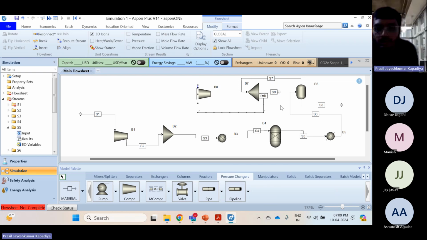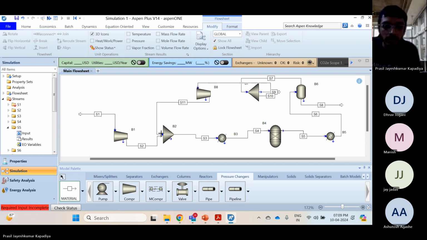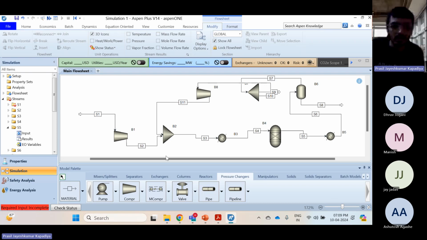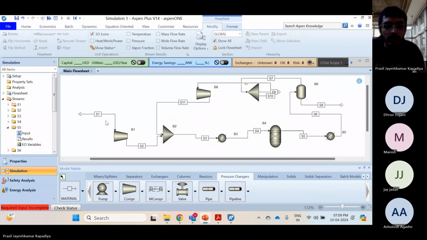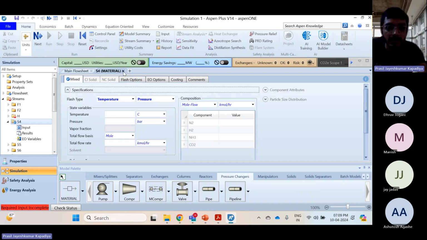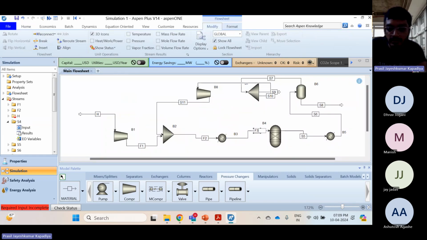Okay, let's keep it like that only. And from the compressor, it is recycled back to this. Okay, we'll just give the names as given. H, then F1 to this is H. This is F1. This is F2. This is F3. This is F4. F5.